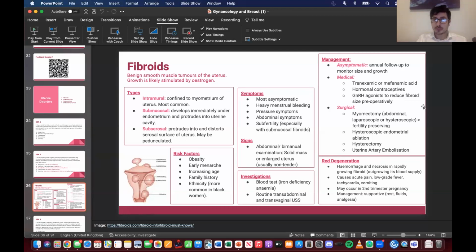And this will, because fibroids are estrogen dependent, reduce the fibroid size preoperatively to make the operation easier. A somewhat niche SBA situation is red degeneration. Often in the second trimester of pregnancy, because of increased estrogen levels, the fibroid can grow beyond its blood supply. As a result, hemorrhage and necrosis happens in this rapidly growing fibroid. Patients normally present with tachycardia and tachypnea because of the acute pain they're experiencing, and they can also have a low-grade fever. But the management of this tends to be supportive.